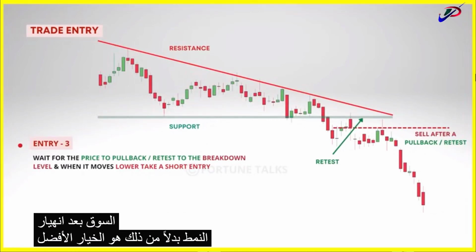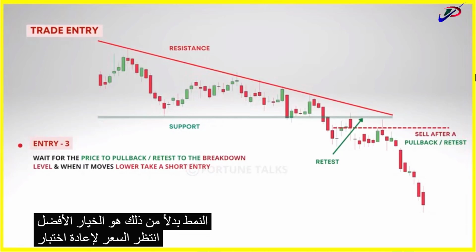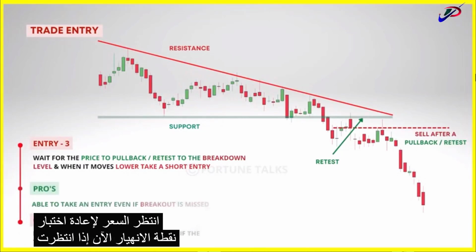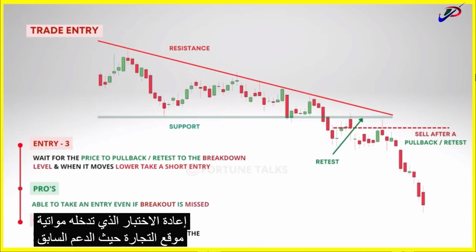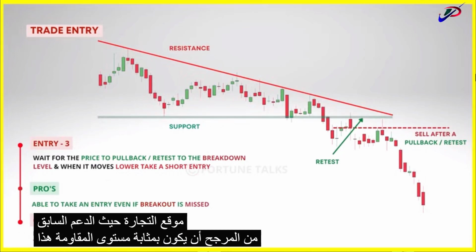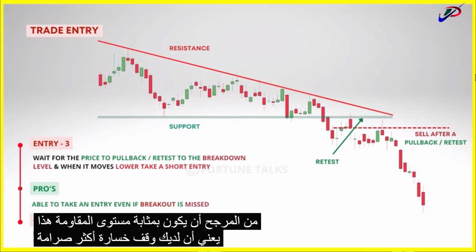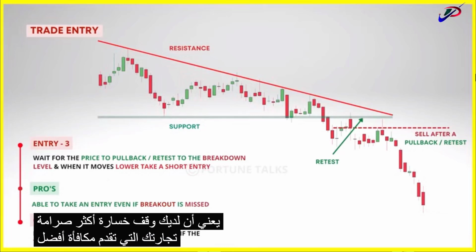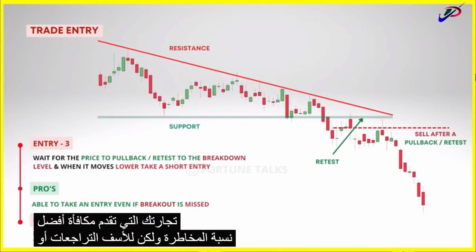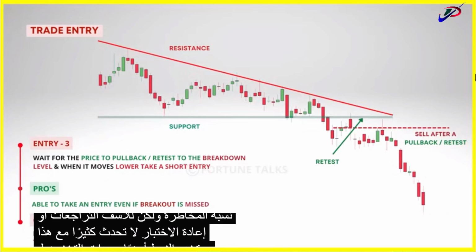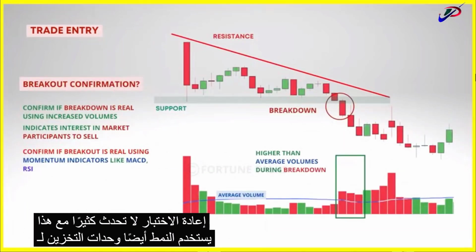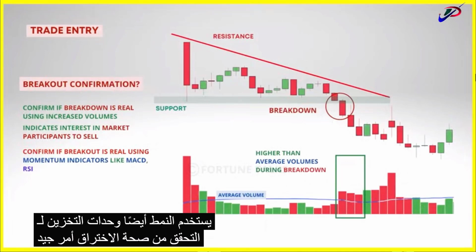pattern. Instead, a better option is to wait for the price to retest the breakdown point. Now, if you wait for the retest, you are entering a favorable trade location where previous support is likely to act as a resistance level. This means you have a tighter stop loss on your trade, which offers a better reward to risk ratio. But sadly, pullbacks or retests don't happen very often with this pattern. Also, making use of volumes for the breakout validation is a good practice.